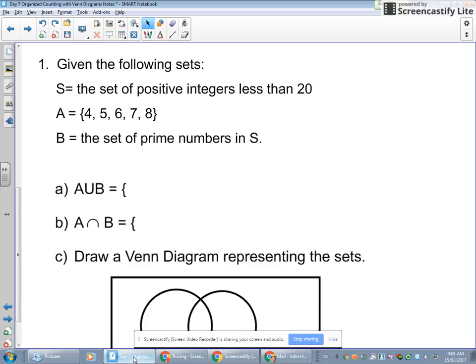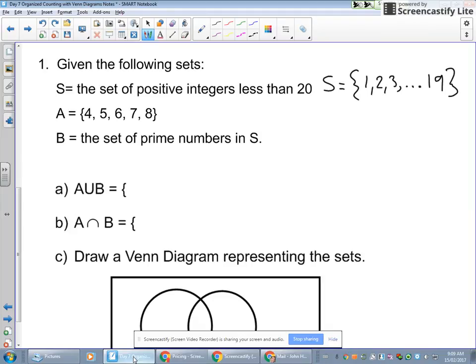All right, so we're now going to do 3 sample questions. We're given the following sets. S, the set of positive integers less than 20. So S is going to include positive integers, we'd start with 1, 2, 3. That's going to continue all the way up until less than 20. So that would include the number 19, but not actually 20. So that's the universal set that we're starting with.